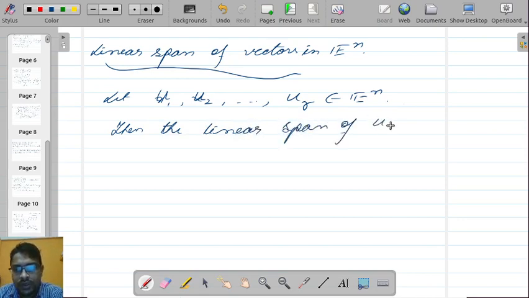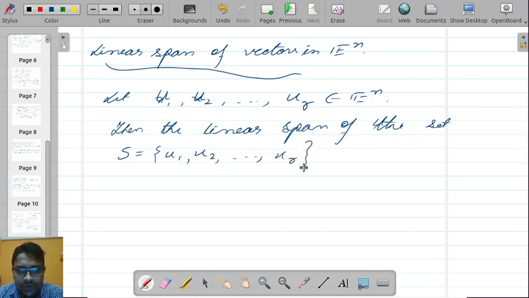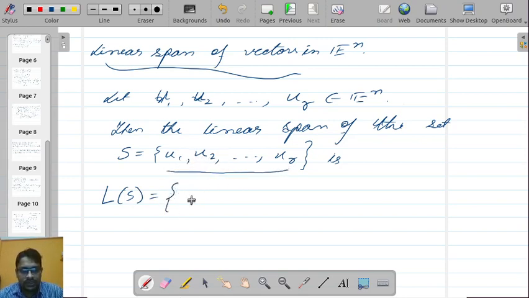of the set S equal to u1, u2, up to ur, this is the set of these vectors. We have started with r vectors in E to the power n. The linear span of the set S equal to u1, u2, up to ur is this set. The linear span of S, LS, is equal to the set of all linear combinations of the elements in S.